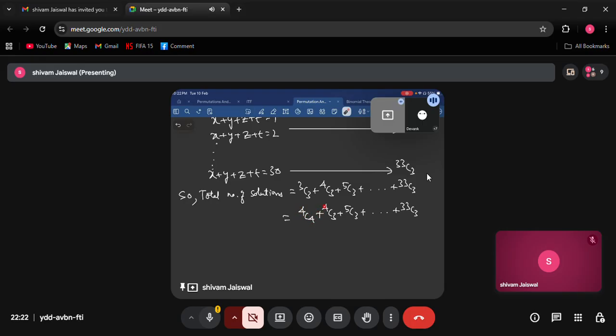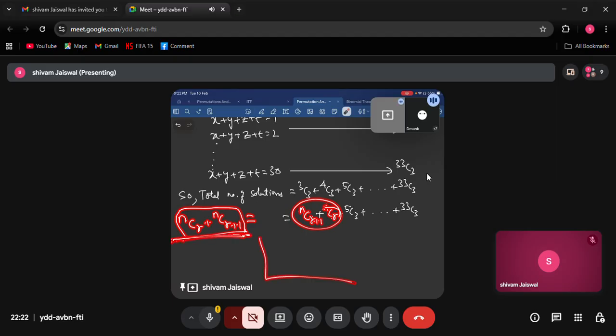What is nCr plus nCr+1? Do you people remember the identity? I did it in the beginning when I was writing the formulas for nCr. What is nCr plus nCr+1?